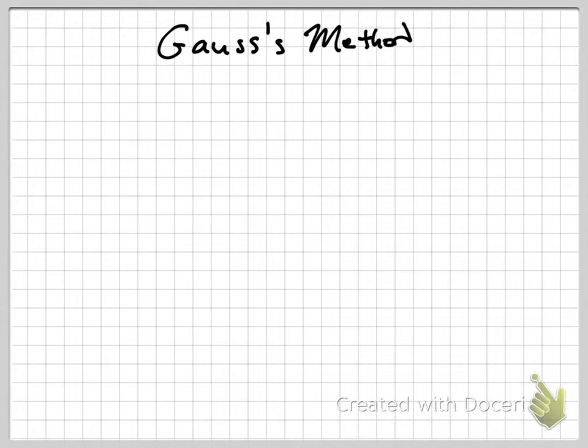So I wanted to make a quick explanation video for Gauss's method, which is just sort of dropped into your textbook on page 413. But the legend is that Carl Friedrich Gauss was really advanced as a young boy.